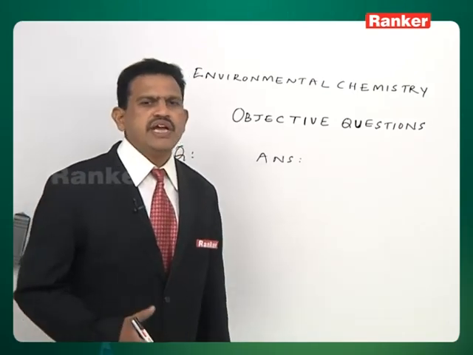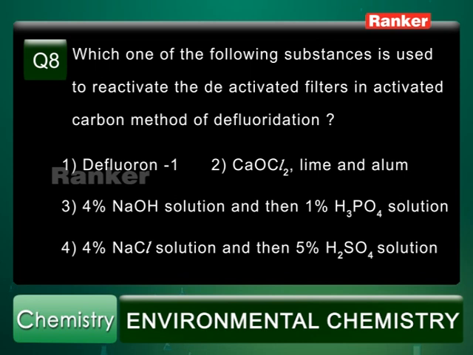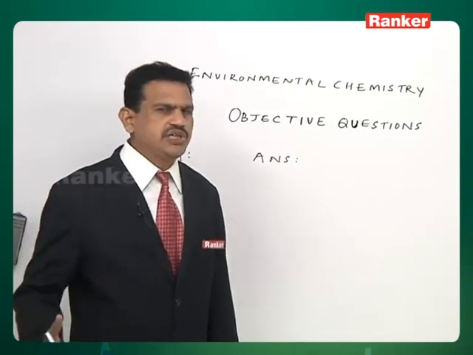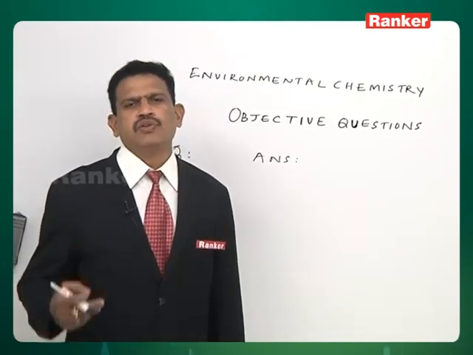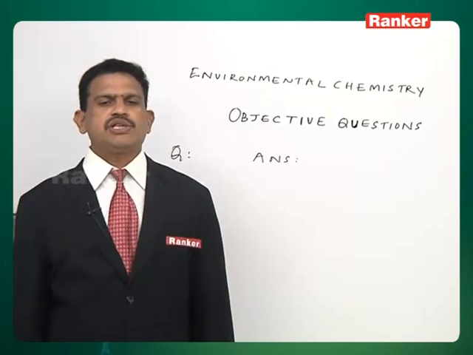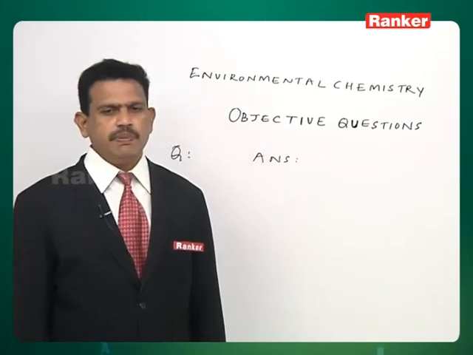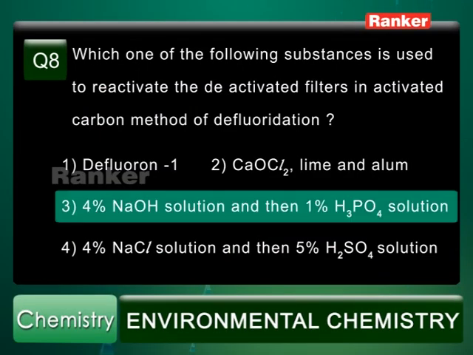Exhausted filters can be reactivated by: option 1, defluoron 1, option 2, bleaching powder, lime and alum, option 3, 4% sodium hydroxide solution with 1% phosphoric acid solution, option 4, 4% sodium chloride solution and then 5% sulfuric acid solution. For regenerating, reactivating, reviving the filters which are exhausted during the process of defluoridation, we can make use of 4% caustic soda solution along with 1% phosphoric acid, H3PO4, solution. So we can go for option 3.